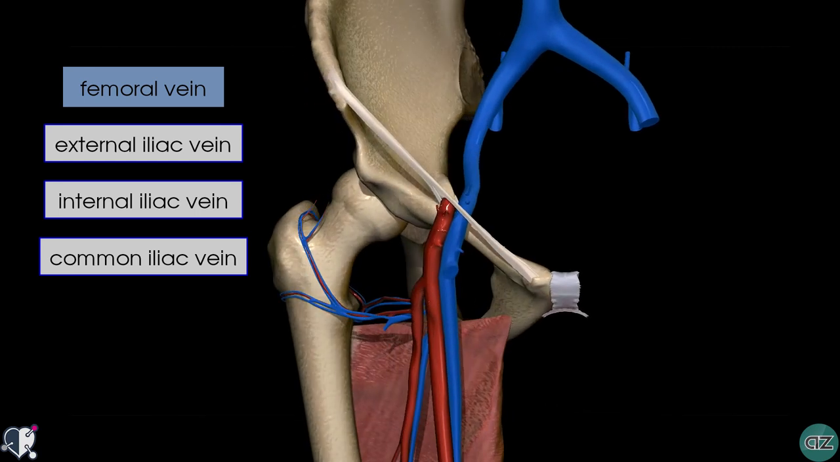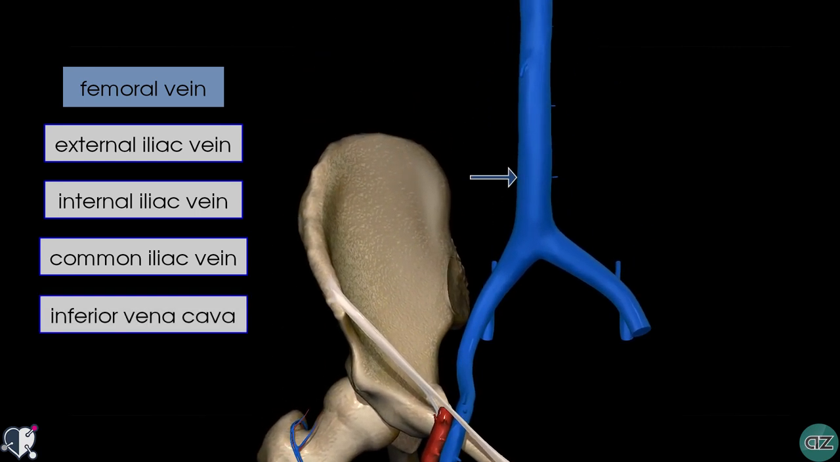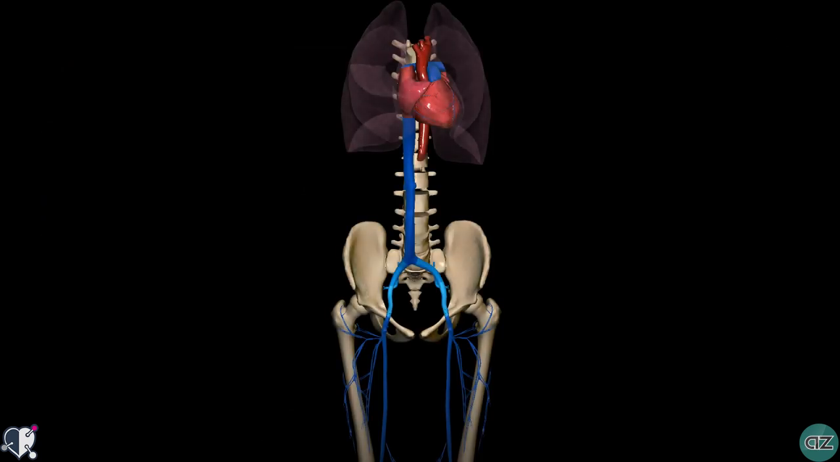The left and right common iliac veins then unite to form the inferior vena cava. So you may have heard of a DVT, which stands for deep vein thrombosis. This is the formation of a clot in the deep system of veins which I've just described.